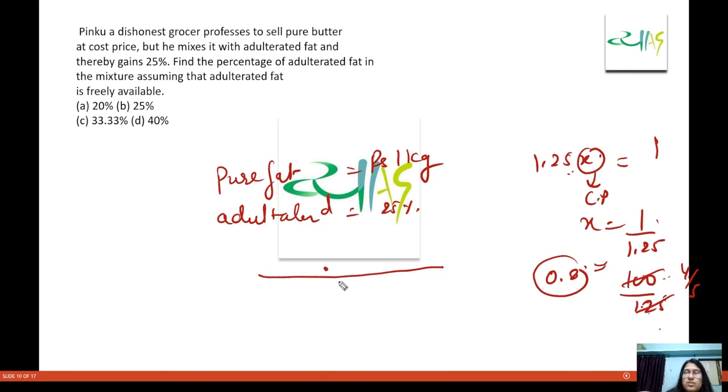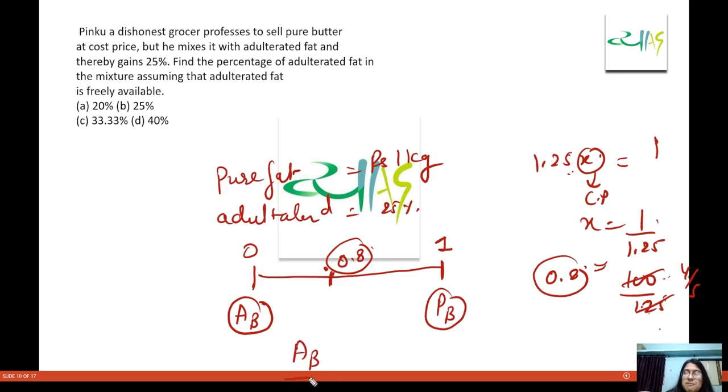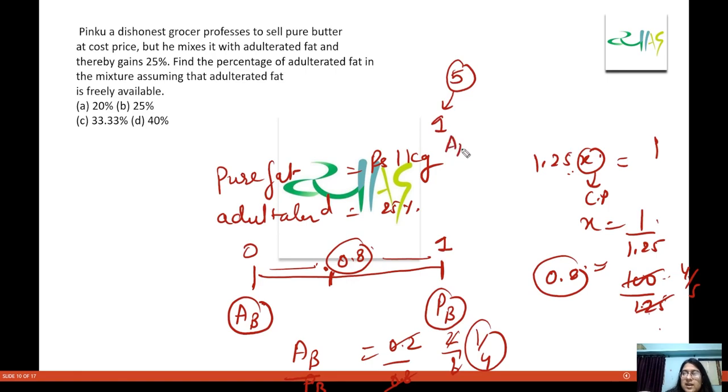So this is the weighted average of what? 0.8 is the weighted average of rupees 1 per kg pure butter, and 0 rupees per kg adulterated butter. So I am taking that adulterated butter quantity is AB and pure butter quantity is PB. So AB by PB is equals to this distance, that is 0.2, divided by this distance, that is 0.8. So this is 2 by 8, that is 1 by 4. So what it is saying, that I have 5 parts of butter, and in that I have 1 part of adulterated butter and 4 parts of pure butter.